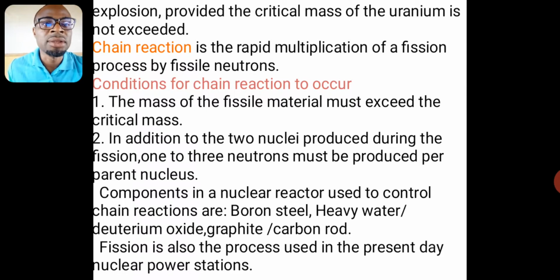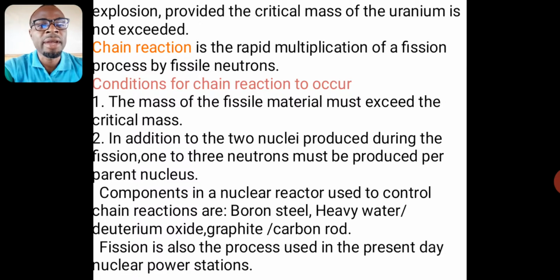What is then a chain reaction? Simply, chain reaction is defined as the rapid multiplication of a fission process by fissile neutrons. What are the conditions for chain reaction to occur? Number one, the mass of the fissile material must exceed the critical mass. And number two, in addition to the two nuclei produced during the fission, 1 to 3 neutrons must be produced per parent nucleus.